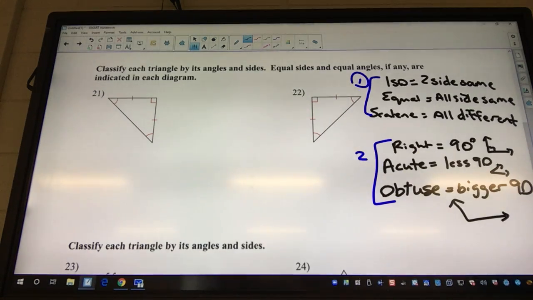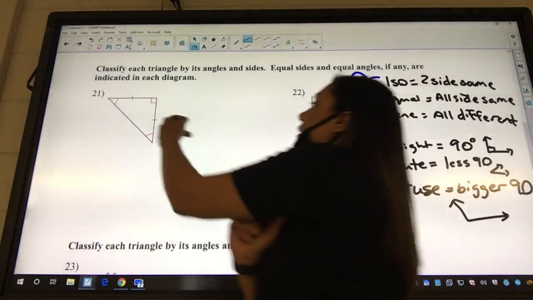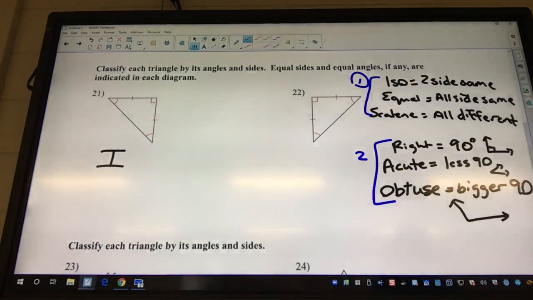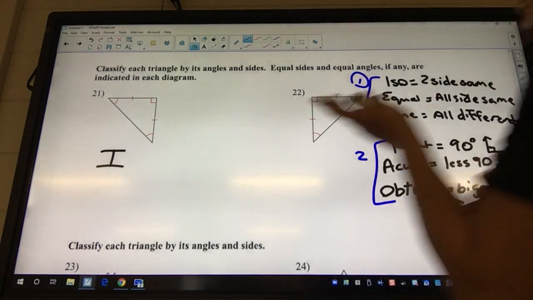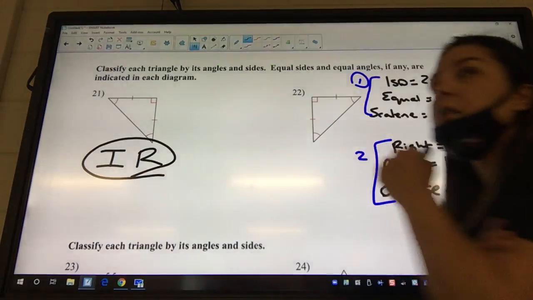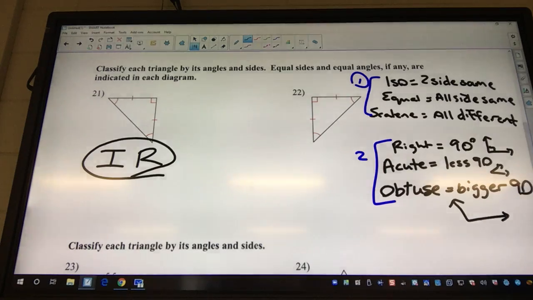So if we look at 21, is it an isosceles, equilateral, or scalene? It's an isosceles. We look at the sides. It has 2 tick marks for the sides, and so we know it's an isosceles. Is it an obtuse, acute, or right? Right. It's got a square. You always go with the biggest angle that you can see. So it's an isosceles right, and you don't have to write them all out. All of these are separate letters, so you could just write IR. It's just too much to spell.